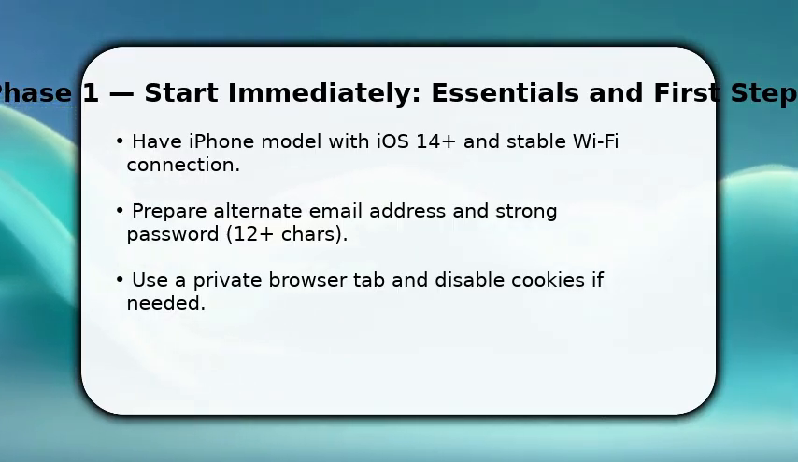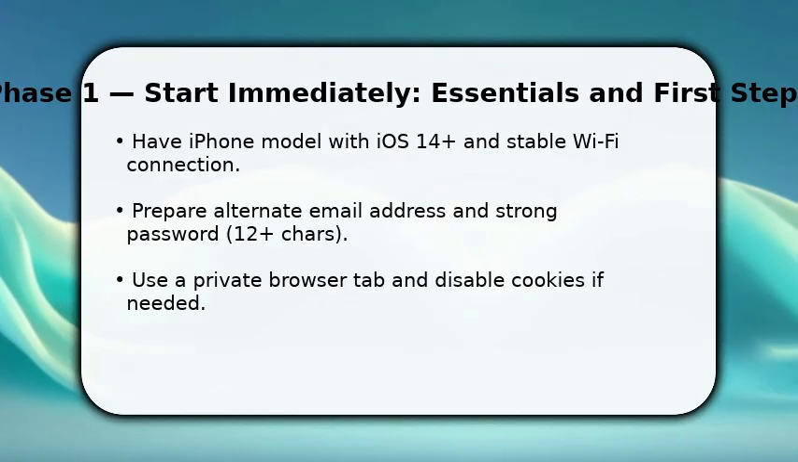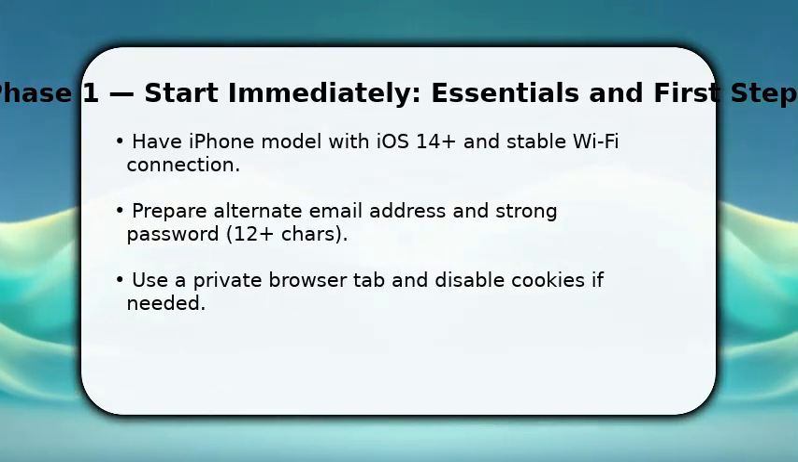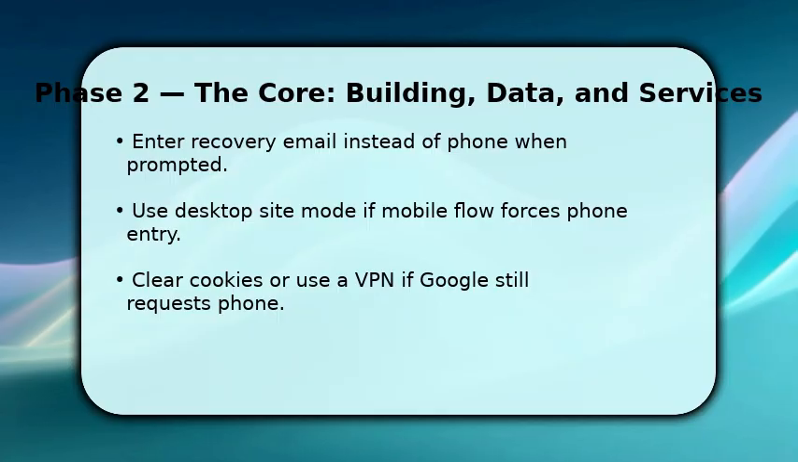You will be prompted for name and username. Enter them now. Make sure to use a strong password of 12 or more characters, and tap Next so we can avoid phone verification in the next steps. When Google asks for a phone number, look for the Skip or Use My Email instead option. Choose Recovery Email to prove identity.